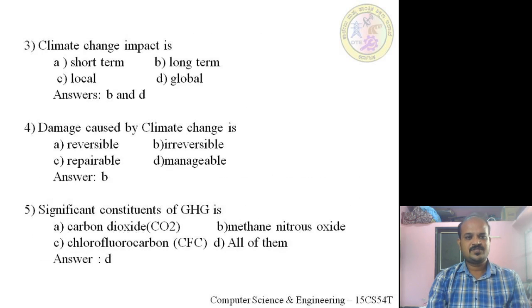So third question: climate change impact is, options are short term, long term, local, global. In An Inconvenient Truth of environmental concerns, we have just now studied that whatever climate change is happening, its impact is long term and global. So which are given in option B and D. So that's why the correct answer is both B and D.